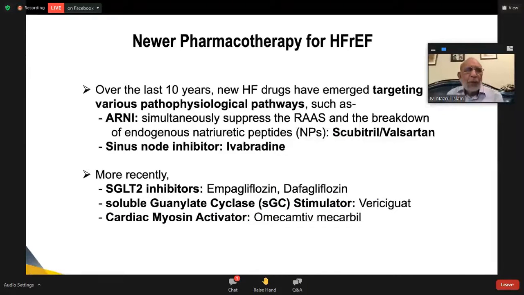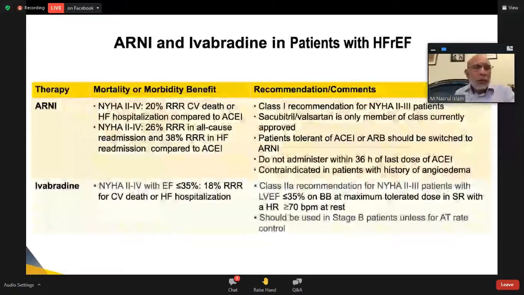Among newer pharmacotherapy over the last 10 years, we have ARNI, sinus node inhibitor ivabradine, and more recently, SGLT2 inhibitors like empagliflozin, dapagliflozin, etc. Then guanylyl cyclase stimulator like vericiguat. And another drug is a cardiac myosin activator, omecamtiv mecarbil. So these are the few newer drugs that I'm going through quickly.